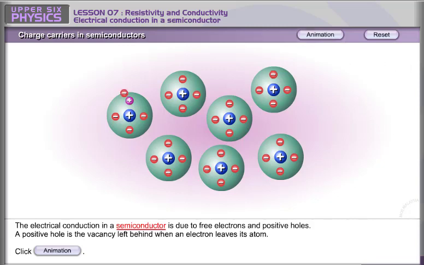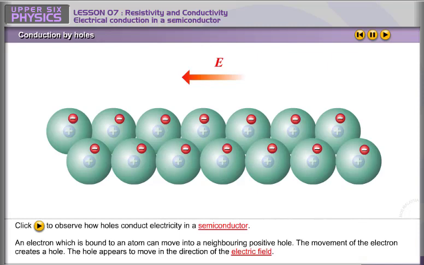Click the animation button. Click the play button to observe how holes conduct electricity in a semiconductor. An electron which is bound to an atom can move into a neighboring positive hole. The movement of the electron creates a hole. The hole appears to move in the direction of the electric field.